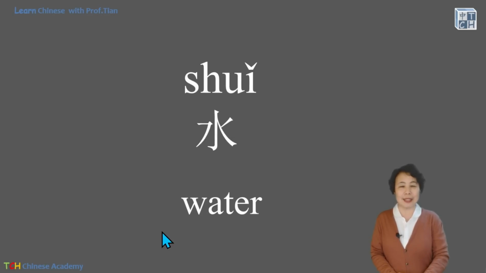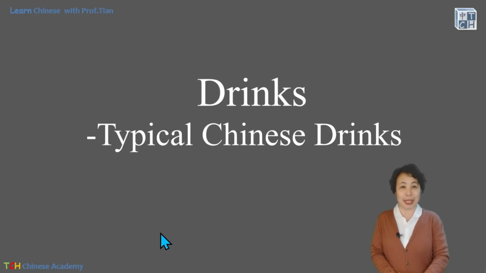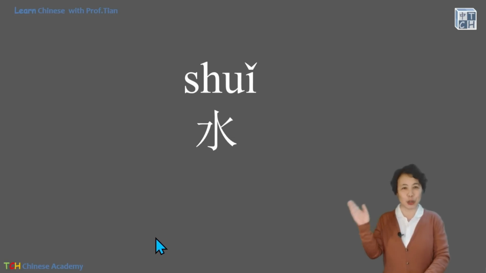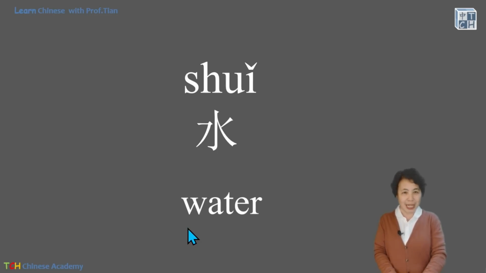The first one is 水. 水. So what does 水 mean? It means water. Maybe you will say, hey, what's so special about 水, about water?